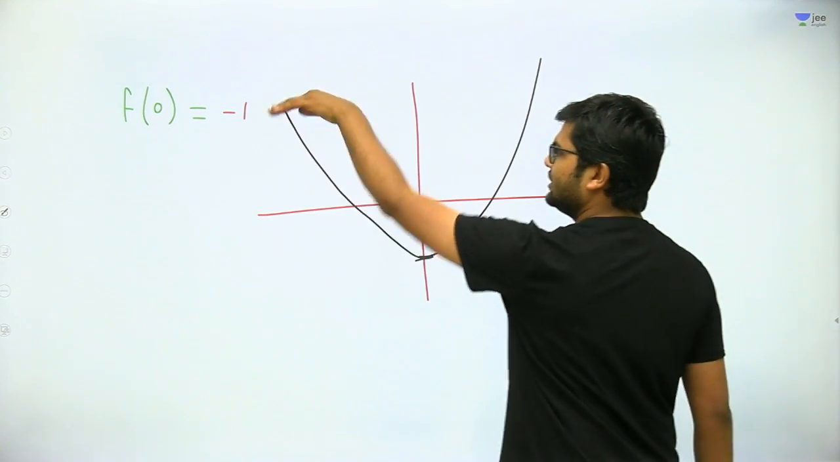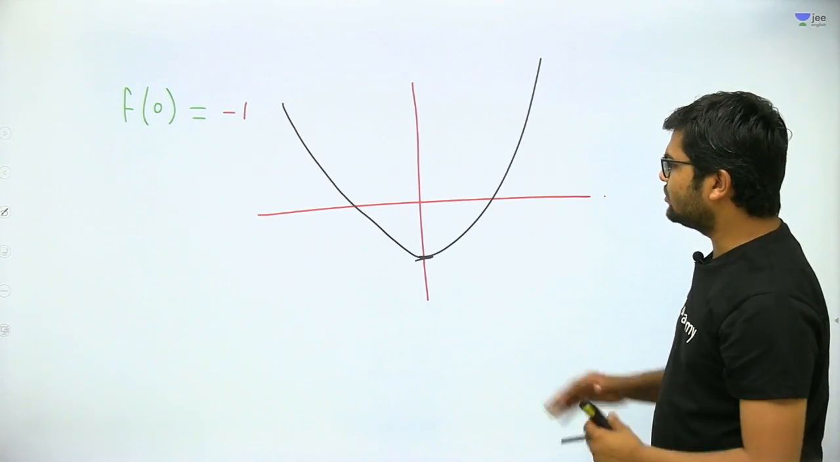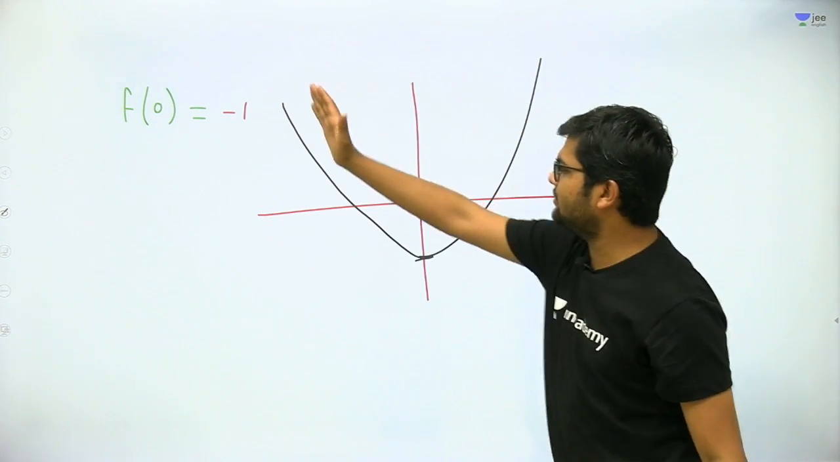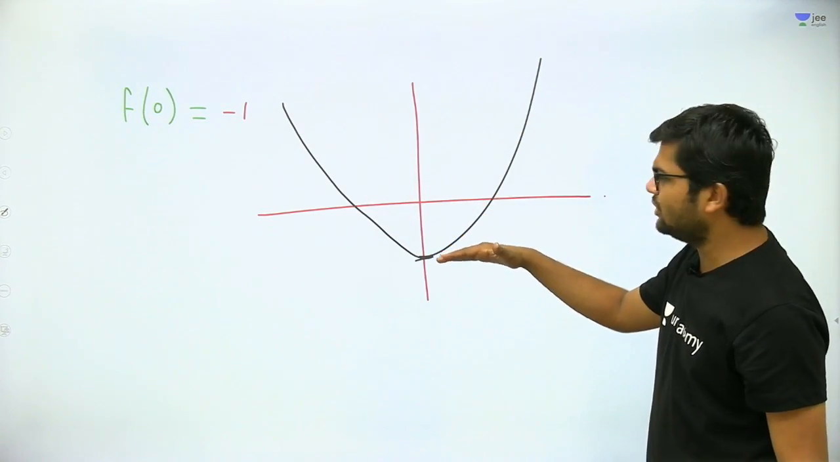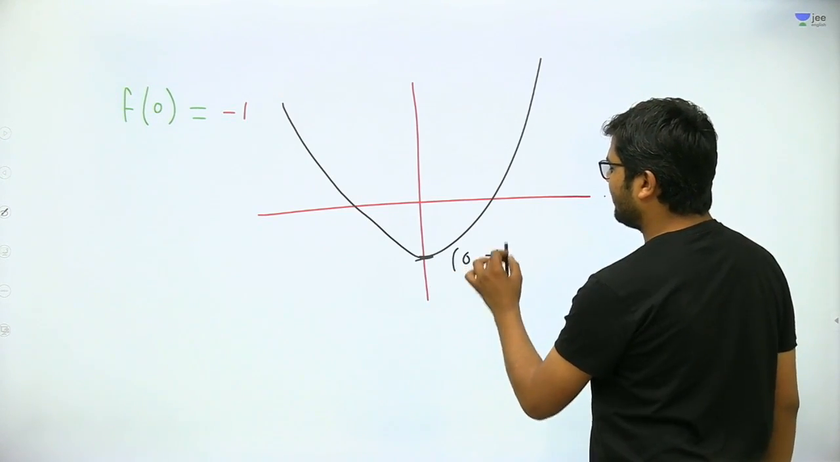I am drawing a very rough sketch. It can be like this, it can change its concavity, but I am not concerned about it. I just want to know the range of this function. This graph will become minimum at x equal to 0, then it will increase. So this point will come out to be (0, -1).